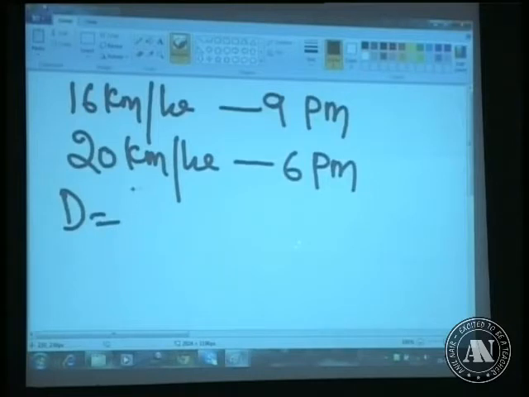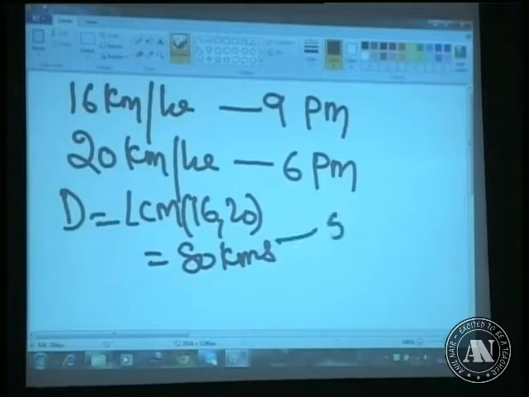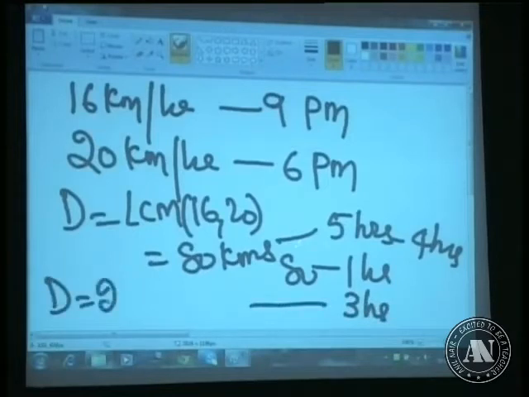Now again see here. LCM of 16, 20. It is 80. Agreed? 80. First day how many hours? 5 hours. Second day how many hours? 4 hours. Difference is 1 hour. 1 hour will give you 80. 9 p.m., 6 p.m., what is the difference? 3 hours. What is the D? 240.